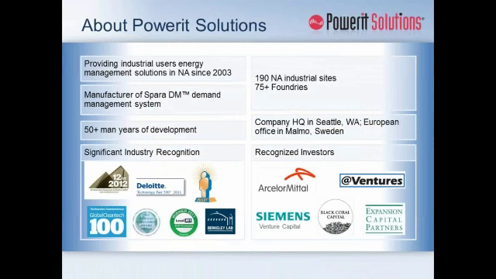We've been providing industrial energy management systems since 2003 here in North America. We've got over 190 installations who are using our system to reduce their electricity costs as well as manage and analyze their energy spend. Of those 190 customers, a large portion are metal foundries who are melting metal with induction.